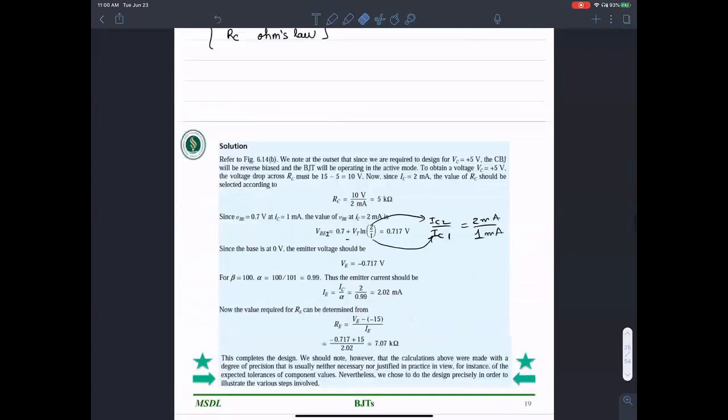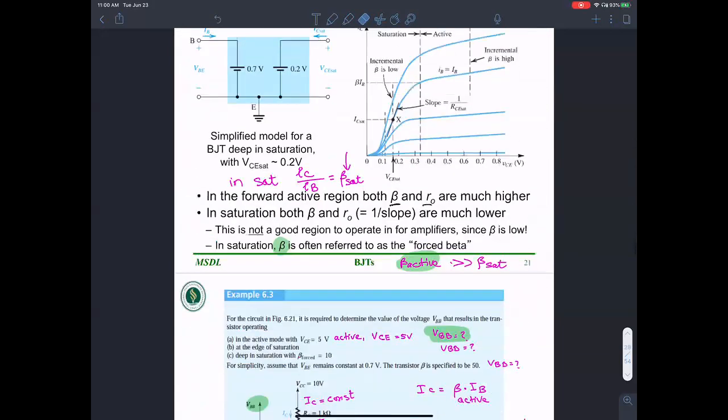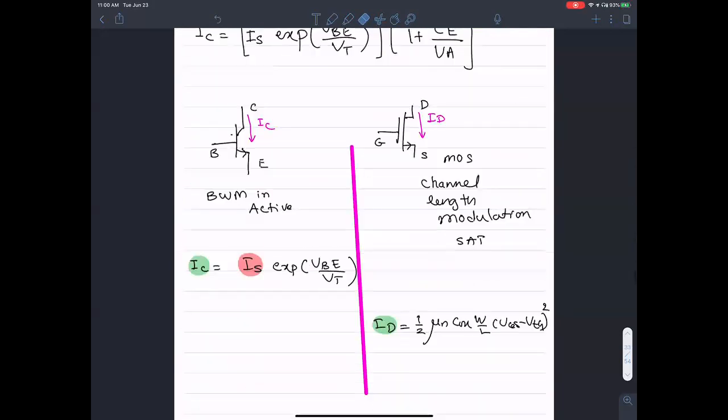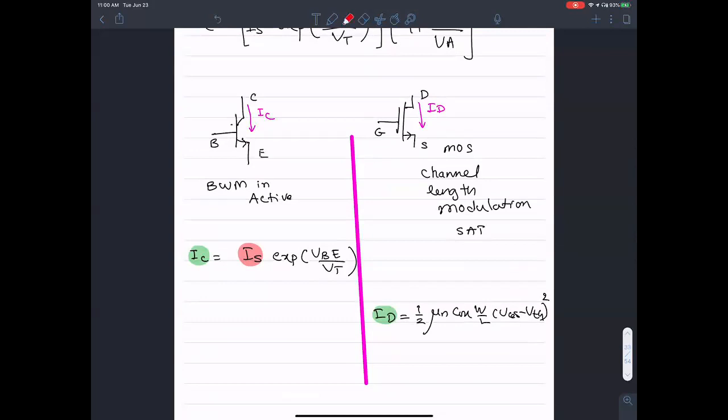Similarly, when I compare that to its cousin the MOSFET over here, that physics is all represented using this guy. Okay, now there is an exponential relationship in BJTs, while there is a near square law dependence in MOSFETs.